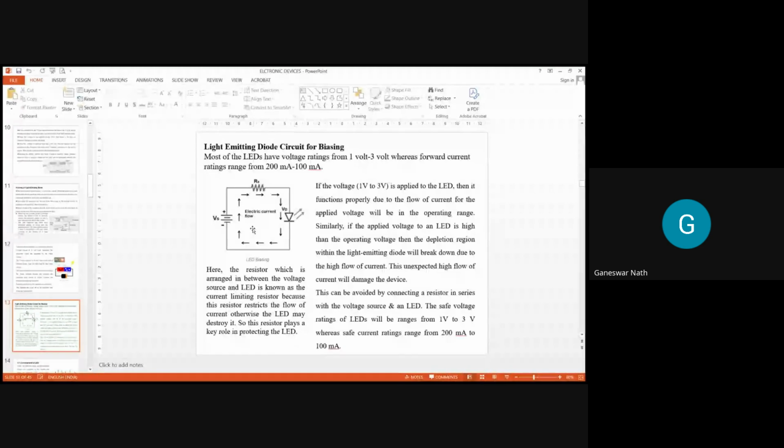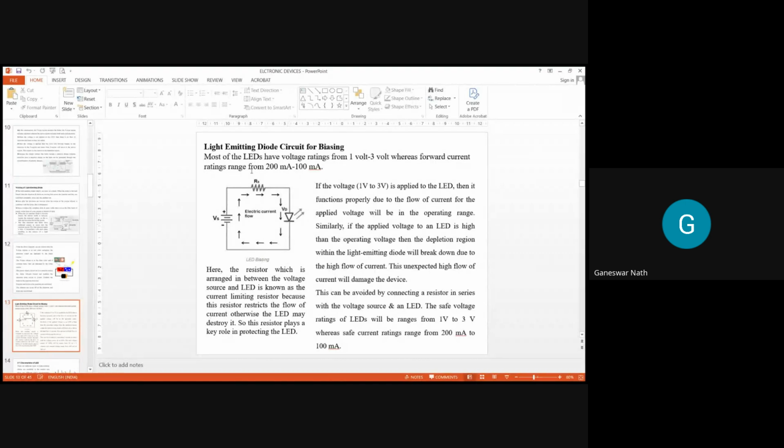So this is the circuit diagram which describes how the LED can be regulated with an applied voltage across the LED. Here the resistor arranged between the voltage source and the LED is known as a current limiting resistor, because this resistor restricts the flow of current, otherwise the LED may be destroyed. So this resistor plays a crucial role in protecting the LED.